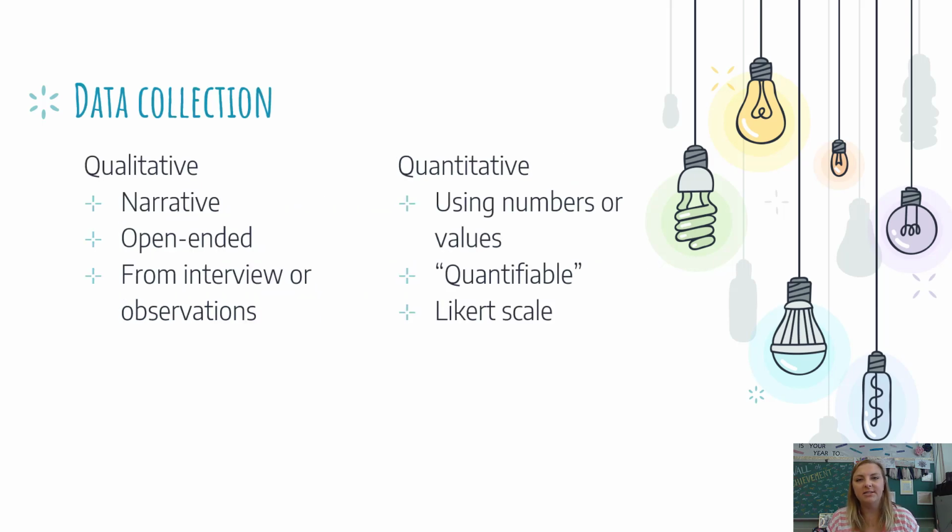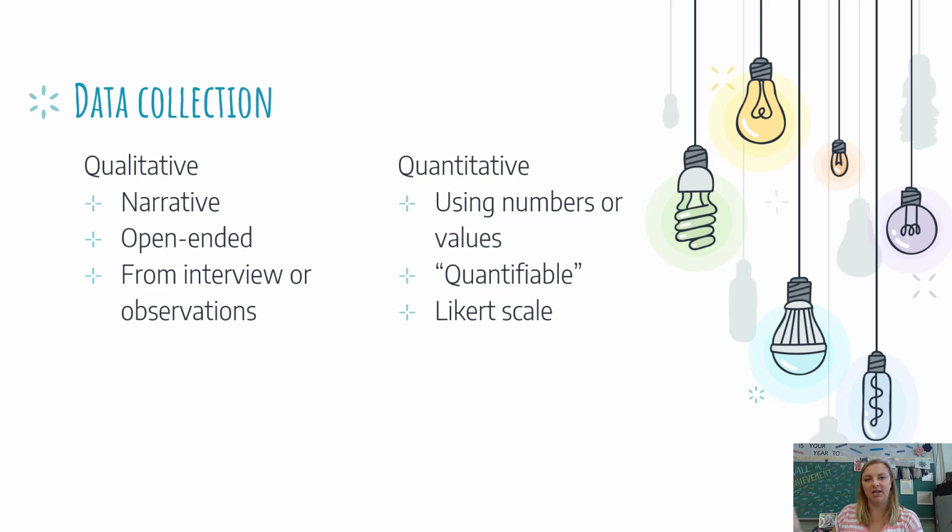So all of these research methods that we've talked about will provide us with data. And we break data down into two different types of data that we can receive. The first is qualitative data. Qualitative data we might get from a survey. This would be that narrative, open-ended answer to a question. It might be from an interview or observation.